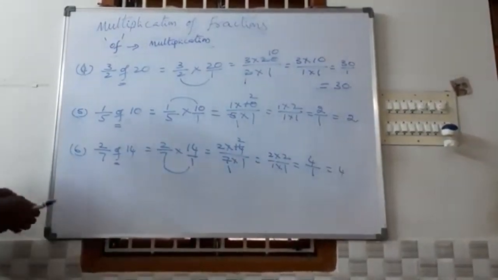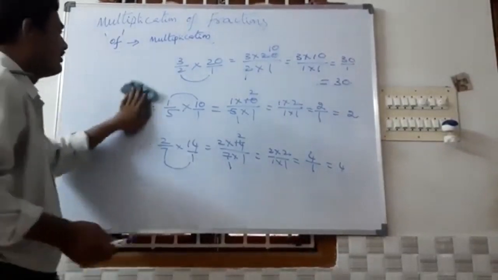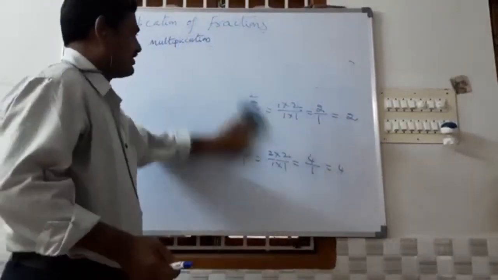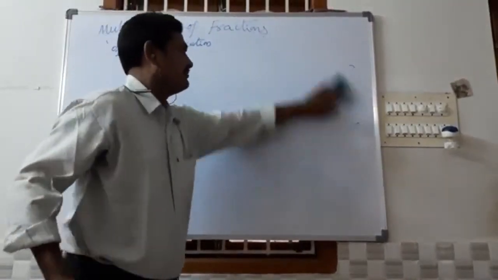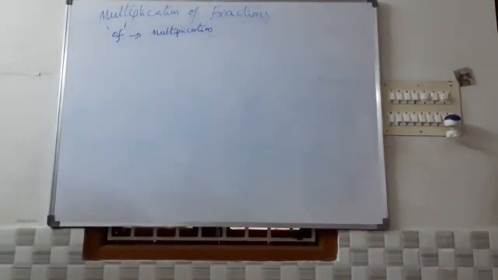So like this we can do the fractions using the operation "of". "Of" stands for multiplication.